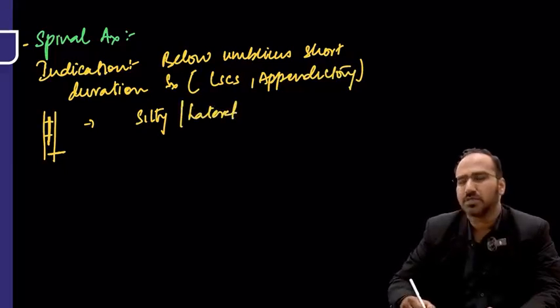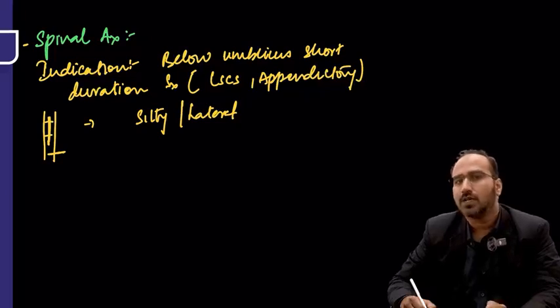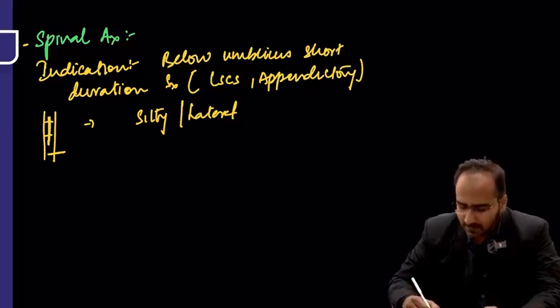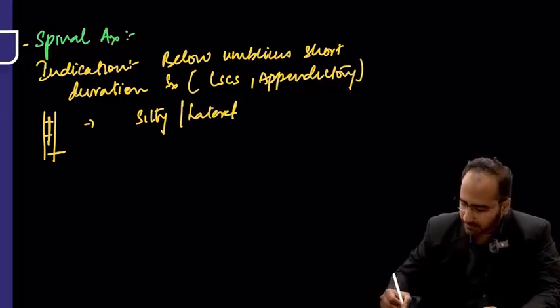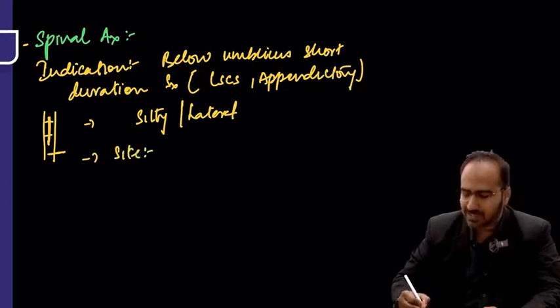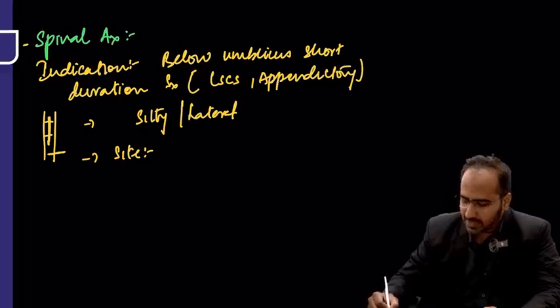Apart from position, you have to clean and locate the site. Where are you giving the spinal anesthesia, guys? Where will you introduce your needle? What is the site for giving spinal anesthesia? Again, that is important. The site for giving spinal anesthesia is the L3 to L5 space.